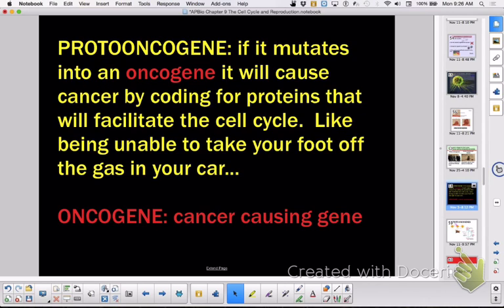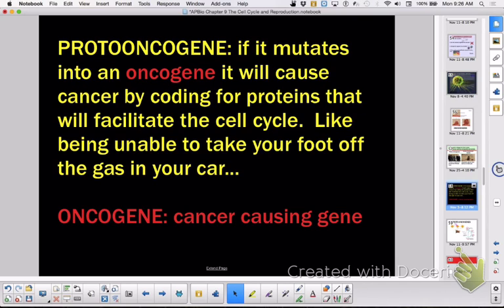But instead, your friend steps on your foot that's on the gas. And they're like, yeah. And you're like, what are you doing? And you're going right into the intersection. So you get in a crash. That's kind of like what an oncogene is. It's like stepping on the gas. It's going when you shouldn't go. That's how I want you to think about it.